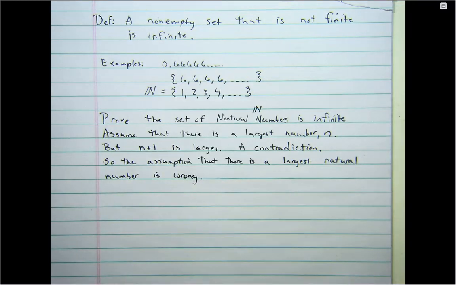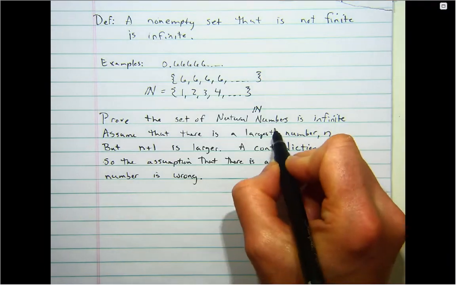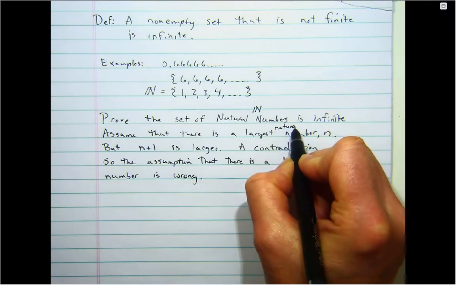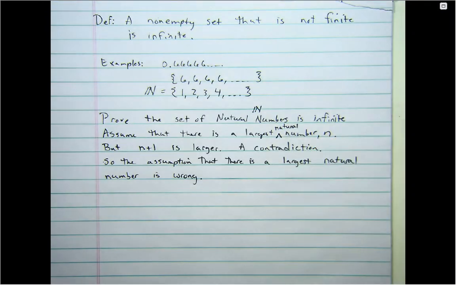Okay, so assume that there is a largest number N. I should say largest natural number, because that's what we're looking at. Largest natural number. But N plus 1 is larger, and that's a contradiction. So the assumption that there is a largest natural number is wrong. The set of natural numbers is infinite, just like we would expect.